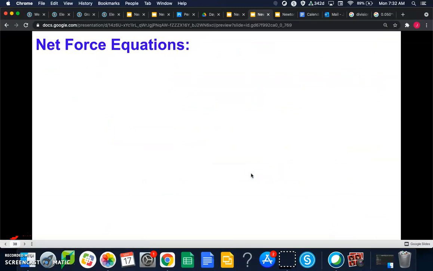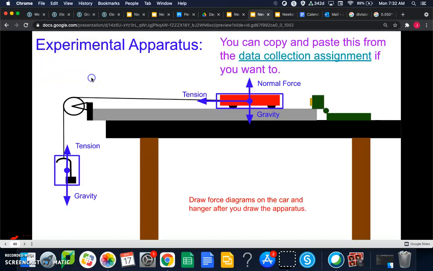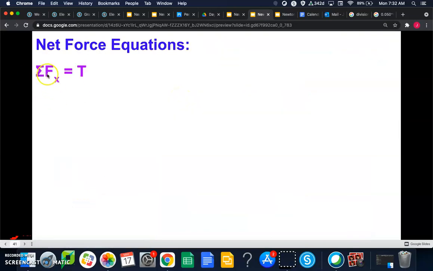Okay, so let's write down some equations that we're going to need to calculate net force. Remember, this symbol means sigma, it means sum. So we're going to take the sum of all the forces in the x direction. In the x direction, the only force that should be acting is tension, right? And that's pulling the car, in my picture, to the left. So our net force in the x direction is tension.